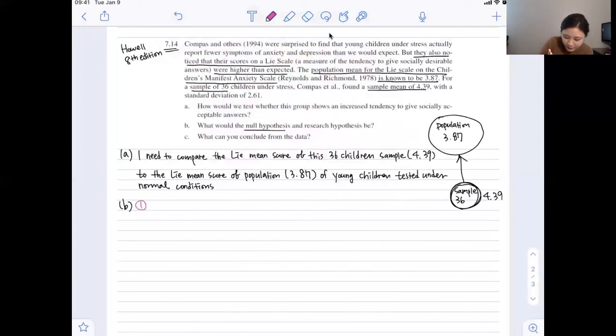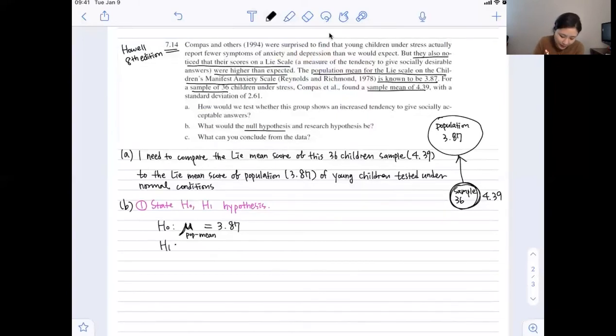This is the first step: state the null and alternative hypothesis. The null hypothesis always includes an equal sign. So we want to know my population mean. This is a population mean, which is why I use the Greek letter. We want to know the population mean is 3.87.